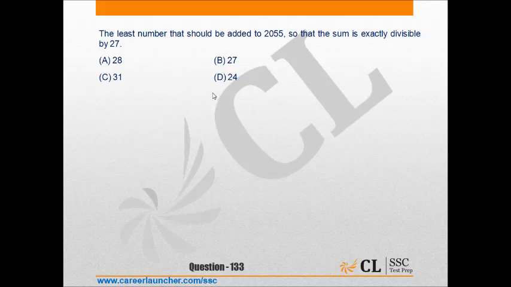The last number that should be added to 2055. We know that we have to add something to 2055 to make it divisible by 27. When I divide 2055 by 27, I get the remainder as 3. That means x should be 24.